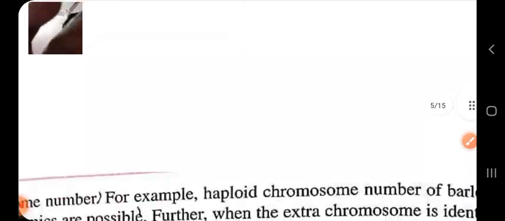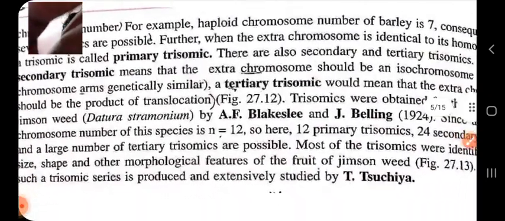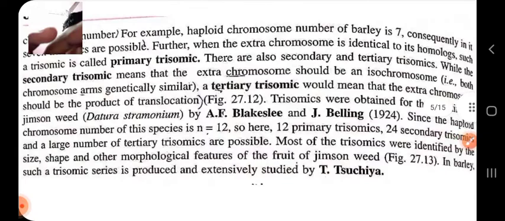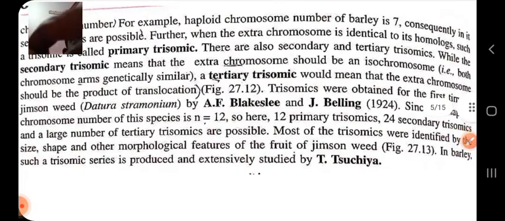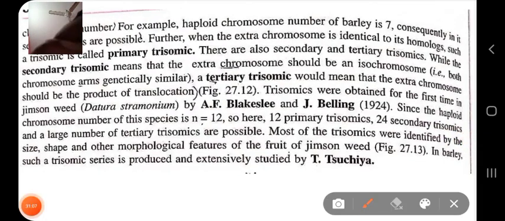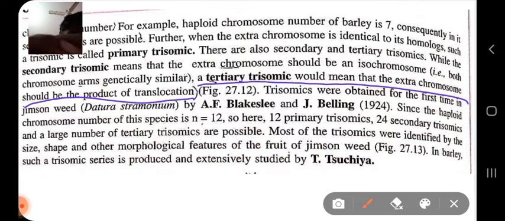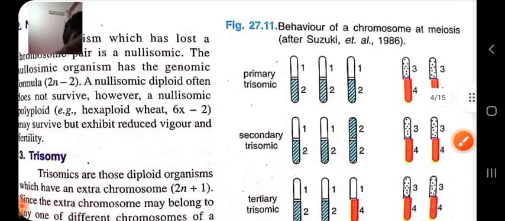And the last is the tertiary trisomy. A tertiary trisomy would mean that the extra chromosome should be the product of translocation. Translocation simply means where a segment of a chromosome has been shuffled with a segment of another chromosome. Let us see with the help of an example.